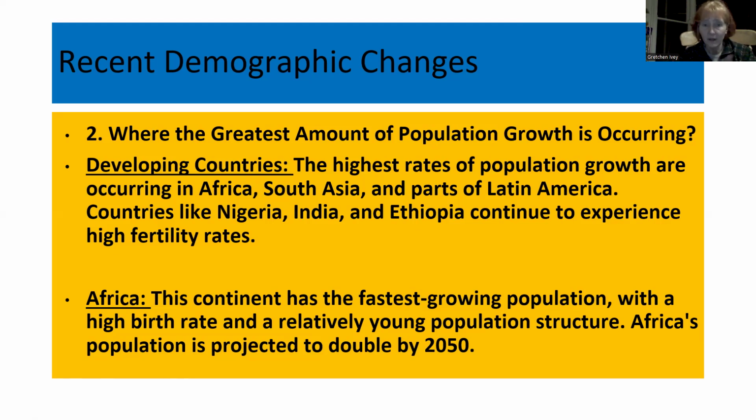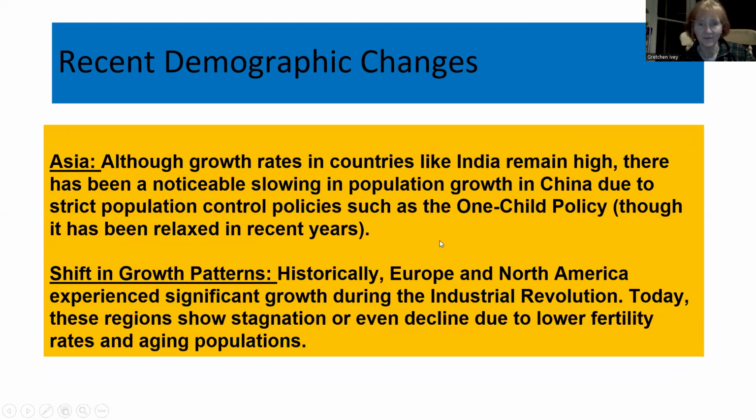In Africa, this continent has the fastest growing population with a high birth rate and a relatively young population structure. Africa's population is projected to double by 2050. Now, in Asia, although growth rates in countries like India remain high, actually, India now has overtaken China as the most populated country on the planet.